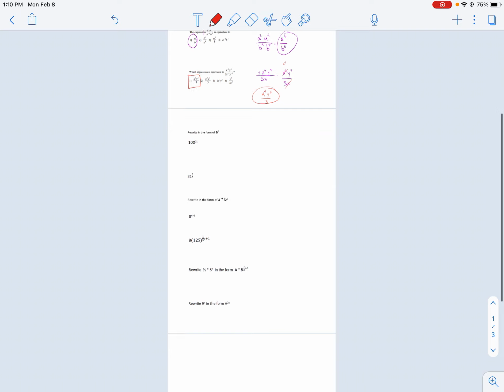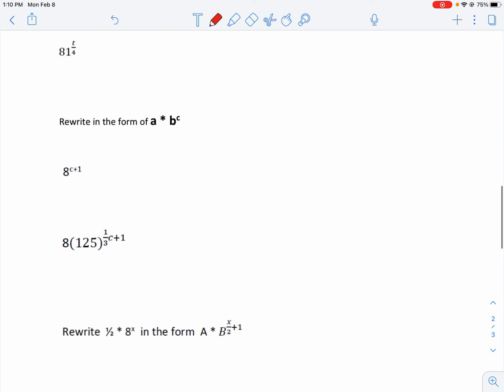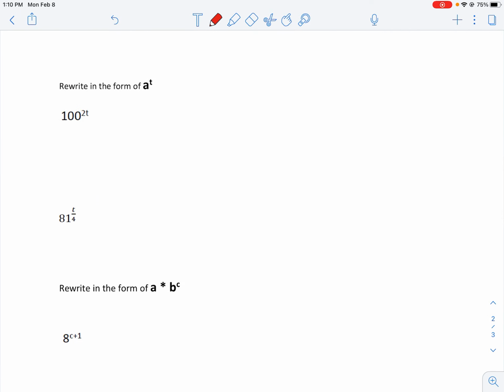Okay, let's take a look down at the bottom here and we'll call it a day. All right, so rewrite in the form of a raised to the t power. Okay, so if you look in this first piece, we got 100 to the 2 times t. That's what that really stands for. So what I'm going to do is move that 2 inside the parentheses. Now I'm not breaking any rules, because if I wanted to get back to where I were, I would just multiply that through, and we would get 100 raised to the 2t power.